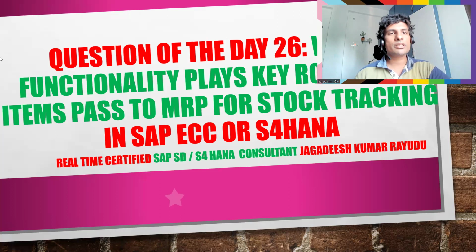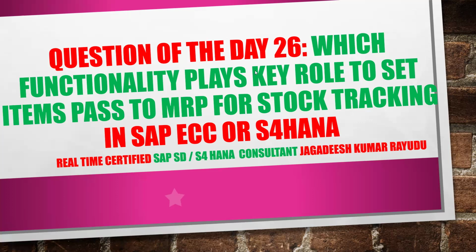Let's try to read the question. Okay, this is question number 26. Which functionality plays a key role to set items passed to MRP for stock tracking in SAP ECC or S4 HANA? That means, when you send requirements to MRP, what should be the key functionality which helps to pass the requirements to material requirement planning?